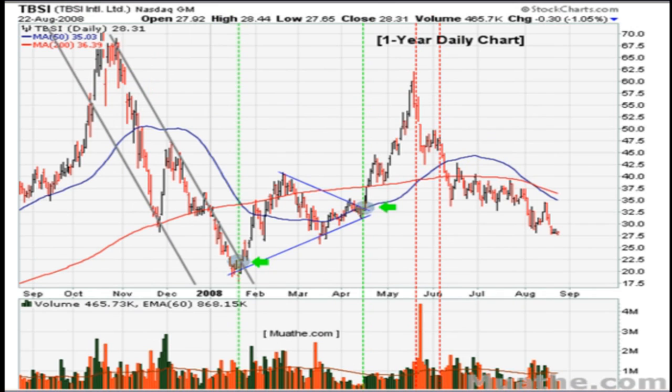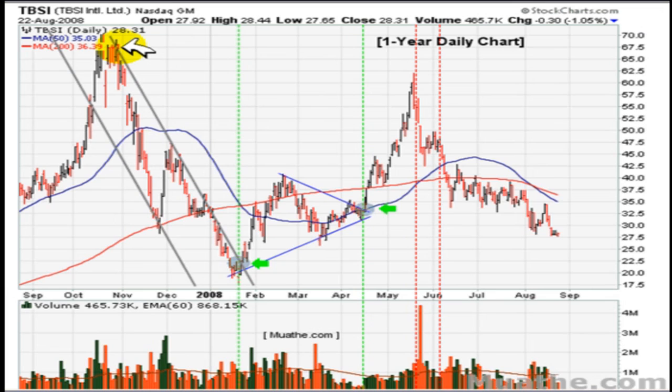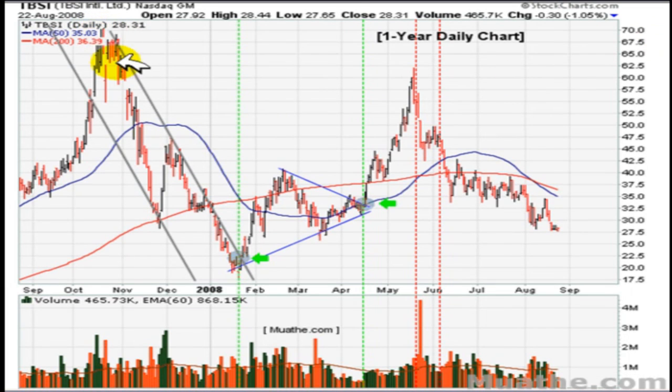Now again, we look at TBSI, a shipping stock. Again, it made a high around 67 in November 2007, and then lost most of its gains, dropping all the way to 20, a significant drop.